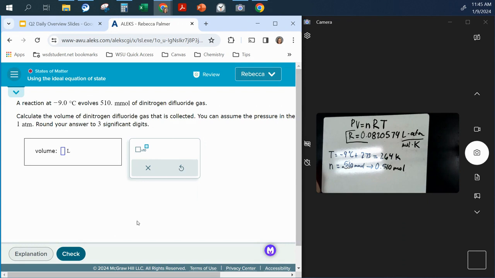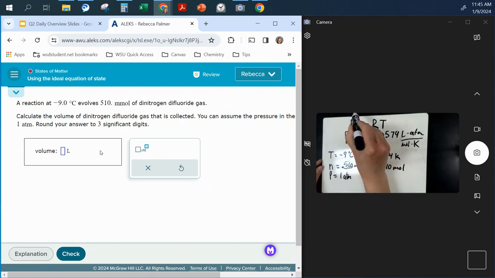The next thing is we're looking for the volume. You can assume the pressure is exactly 1. Pressure is 1 atmosphere. So we have pressure, we have number of moles, we have the gas constant, which is always the same, and we have temperature. So we're just looking for volume.